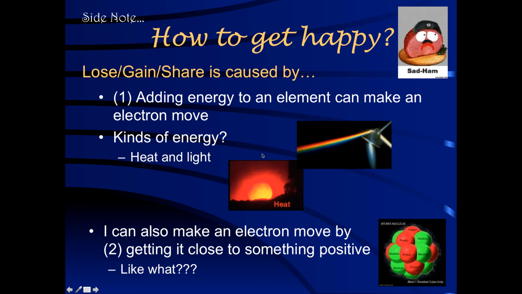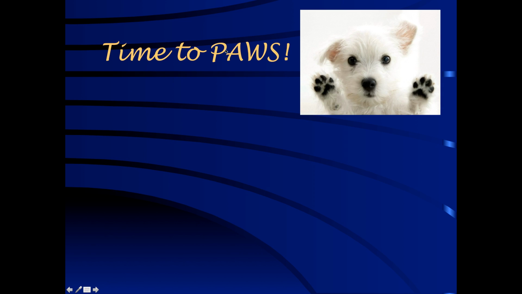And then sharing will be caused by attraction also, but usually because the two nuclei that are both trying to take an electron, neither one of them is powerful enough to actually take the electron, so they have to share instead. So adding energy and attractions between negatives and positives are how we lose, gain, and share electrons. So that's how the atoms are getting happy.